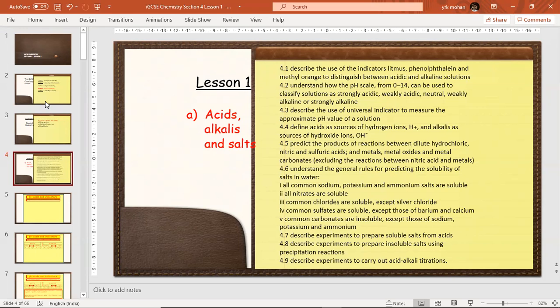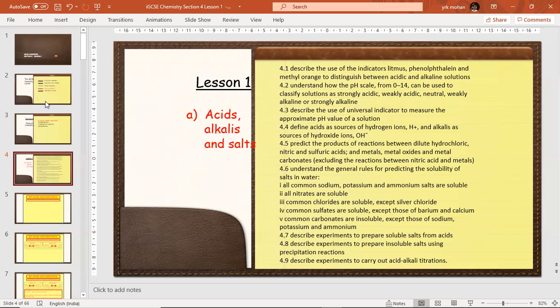In this session, we will understand the general rules of predicting solubility of salts in water. All the common sodium, potassium, and aluminum salts are soluble, and all nitrates are soluble, and common chlorides are soluble except silver chloride. All these things we'll learn. Along with that, the common sulfates are soluble except those of barium and calcium.